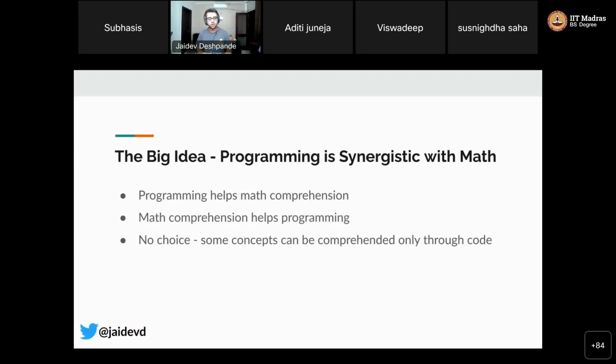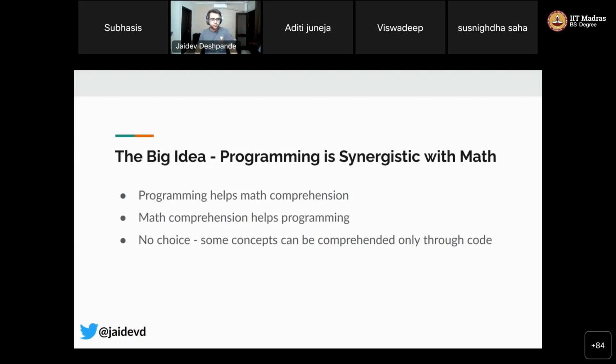And the third reason is that sometimes we don't have a choice. Some concepts are somewhat counterintuitive. They don't make sense all the time. That's why the only way we can sort of understand them is by writing code. And it's not like that's the only way of understanding those results, but understanding proofs and the rigorous mathematical treatment of a particular concept might be a little difficult. So that is why we use, again, programming as a crutch to be able to understand things better in math.